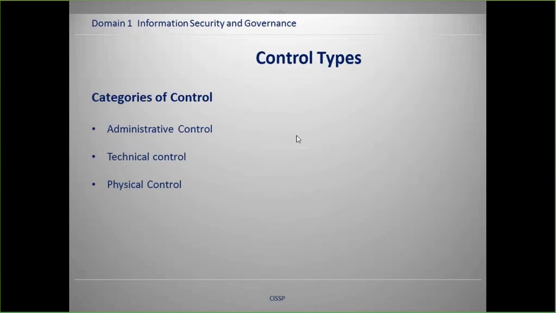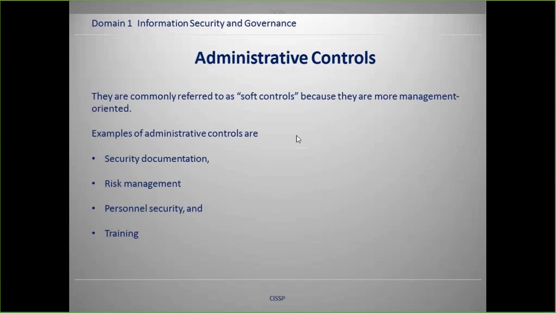Then controls. Controls are of different types. Controls are basically the countermeasures that you put into place in order to mitigate the risk. So you have a risk, and controls are the next step after the risk assessment. There are different categories of control: administrative controls, technical controls, and physical controls.